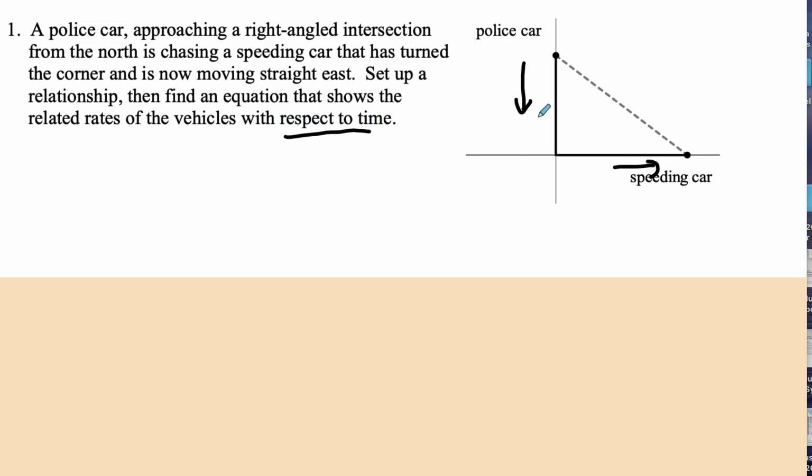So let's call this a y change, and let's call this an x change. And the change in their distances from each other we'll call a z change, very similar to A, B, and C. So the first step is to write out the relationship of the variables. So x squared plus y squared is equal to z squared. This is the relationship with the variables.